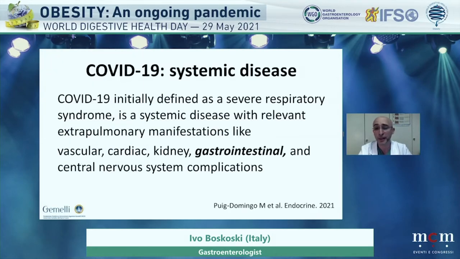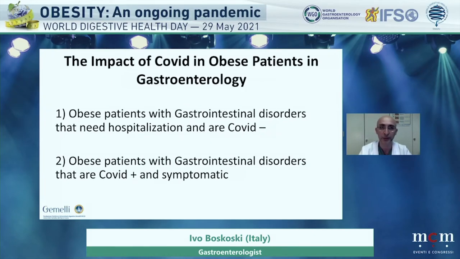COVID-19 is a systemic disease. We know this very well. At the beginning, we thought this was a severe respiratory syndrome, but now what we know is that this is a very complex disease that can affect any organ in the human body, from vascular, cardiac, kidney, and so on, and especially the gastrointestinal system, with disorders in this district as a consequence.